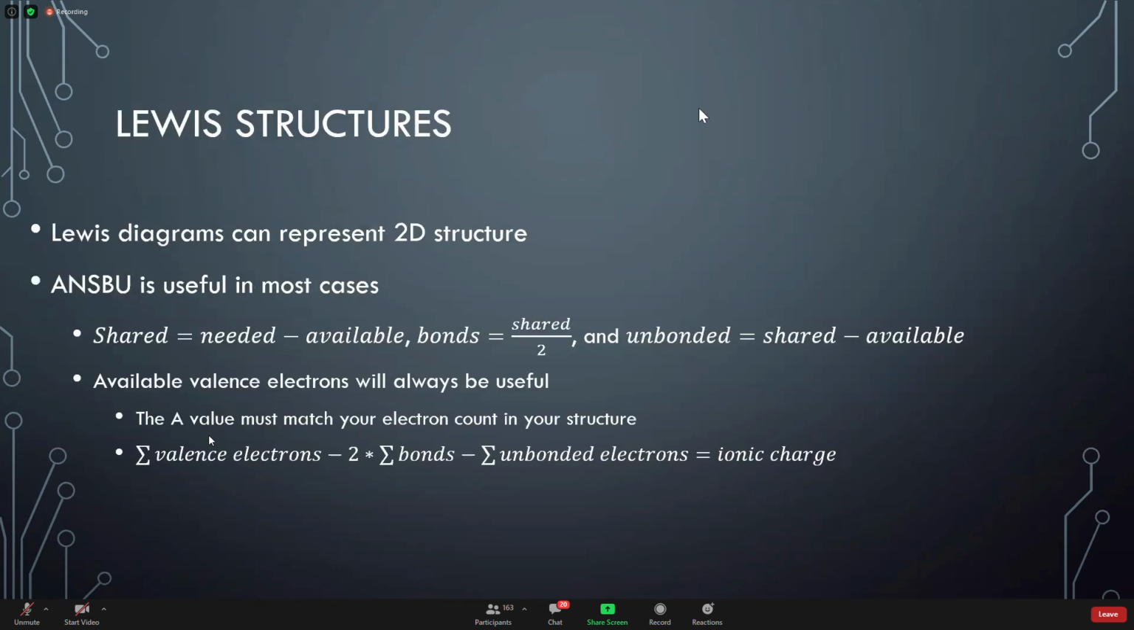All right, and moving into Lewis structures, this is obviously a pretty big part of what's going to be on the exam.